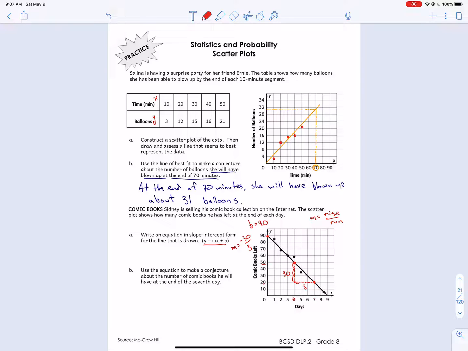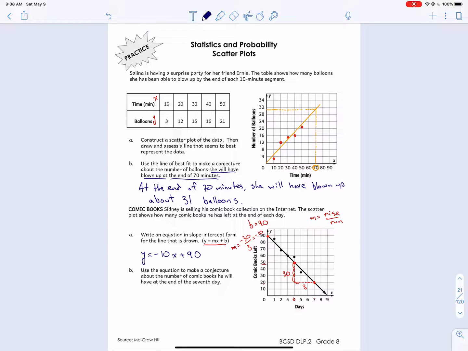And we can simplify that. And that would be negative 10. Okay, or it's just a division. So negative 30 divided by 3 is negative 10. All right, so we put this together in our equation. We have y equals an m, which was negative 10, and then x, and then plus 90. So that's it for the first one.